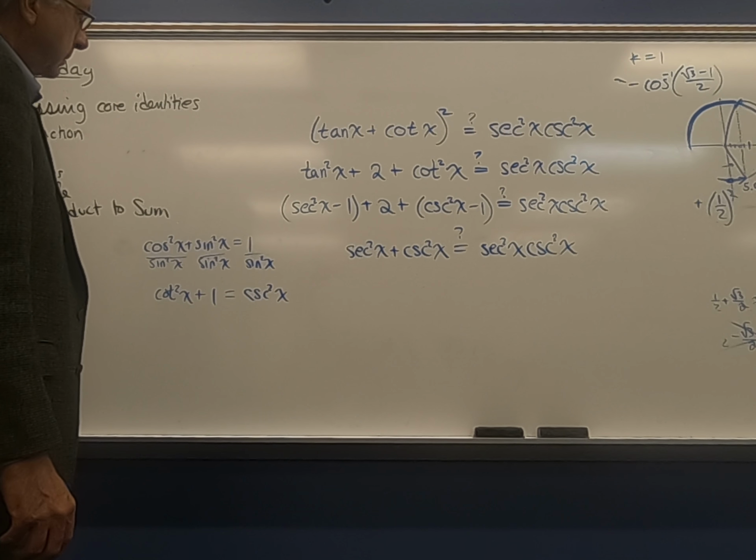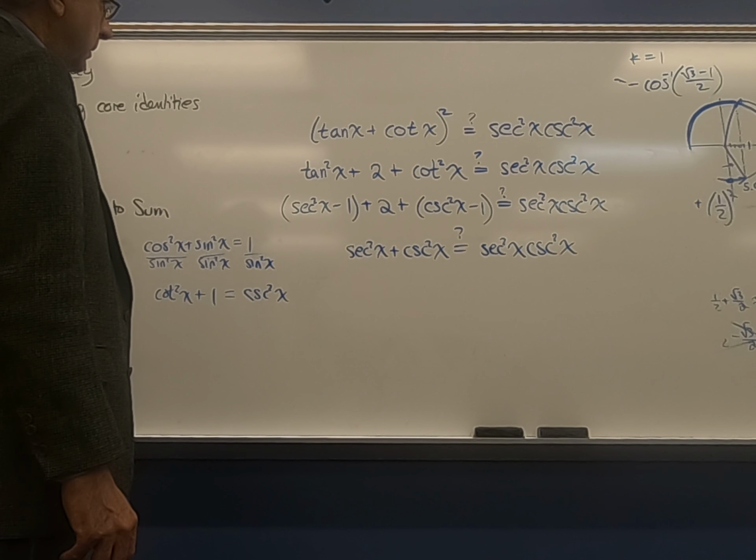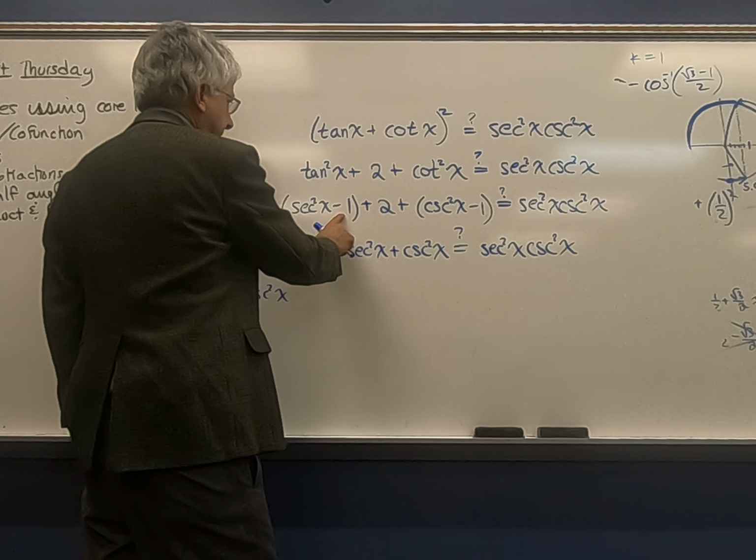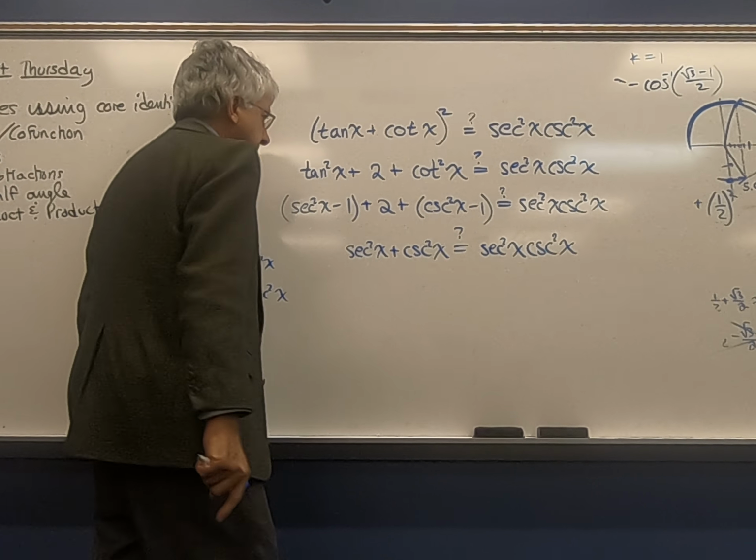So how did you just combine them? And then you got the secant squared x plus cosecant squared x? Oh, okay, I see, I see. You see the minus 1, the minus 1 is a minus 2. Yeah, you combine them. Cancels that out, right?